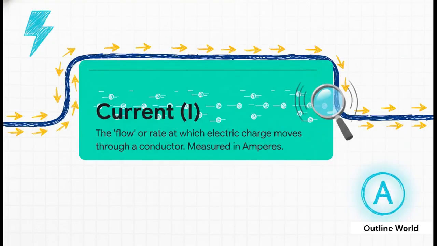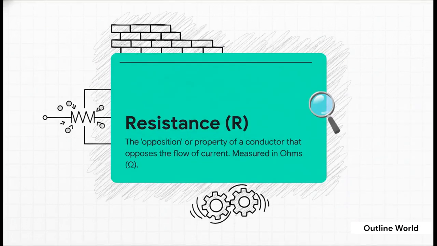Next up is current. So if voltage is the push, then current is the actual flow that you get because of that push. It's how much electricity is actually moving through the wire. We measure this in amperes, or you've probably heard it called amps. And finally, our third character in this little play, resistance. Resistance is pretty much what it sounds like. It's the opposition. It's the friction in the circuit that tries to slow down that flow of current. We measure that in a unit called the ohm.